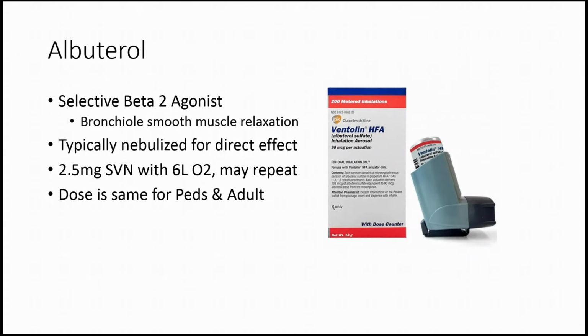Albuterol, this is kind of our go-to, right? So it's a selective beta-2 agonist. And it gives me bronchial smooth muscle relaxation, and it's nebulized for that direct pulmonary effect, right? We do it in 2.5 milligram SVN with 6 liters, and you can repeat it, right? You repeat it every 5 minutes or so. The dose is the same, peds and adults, okay?